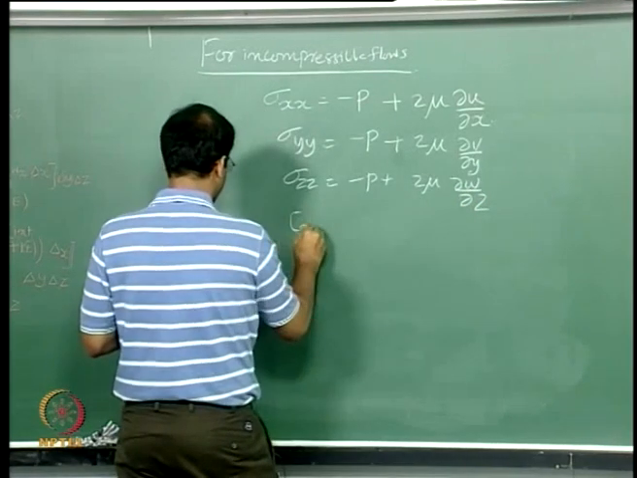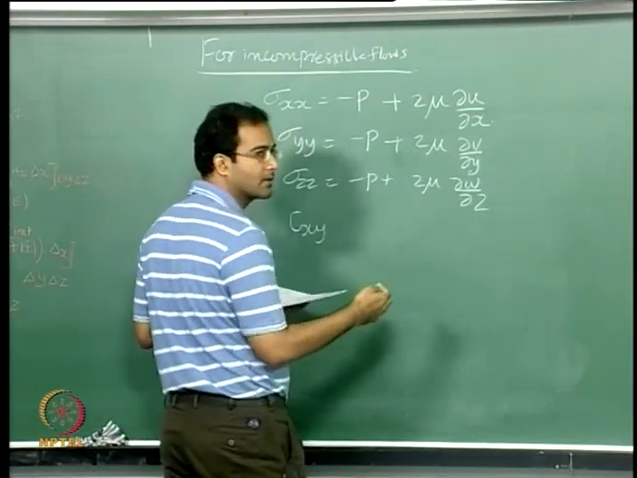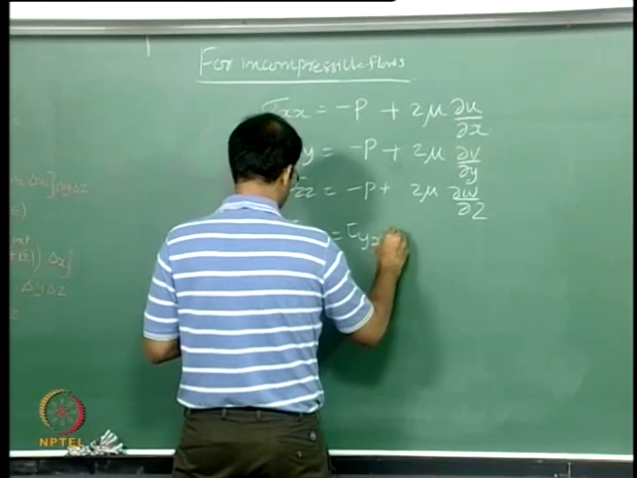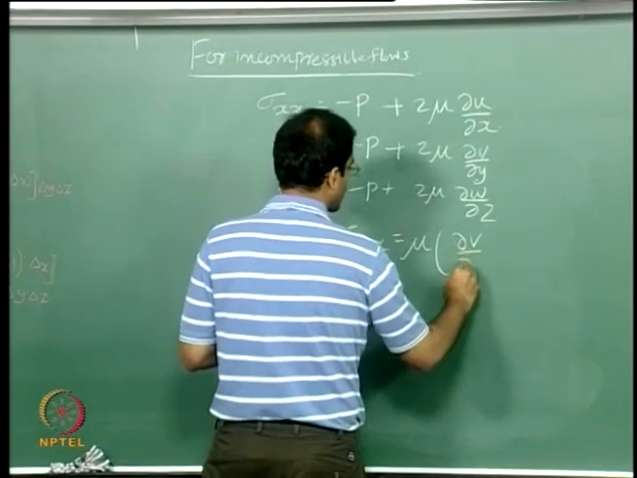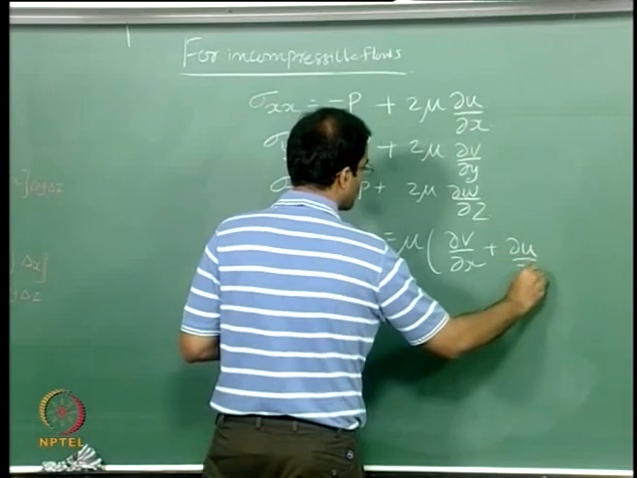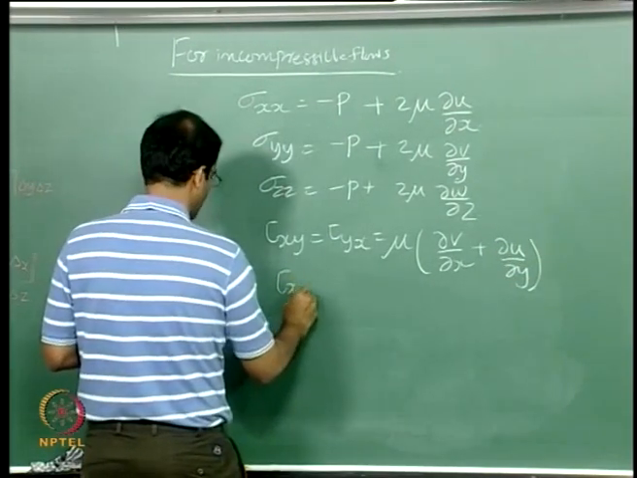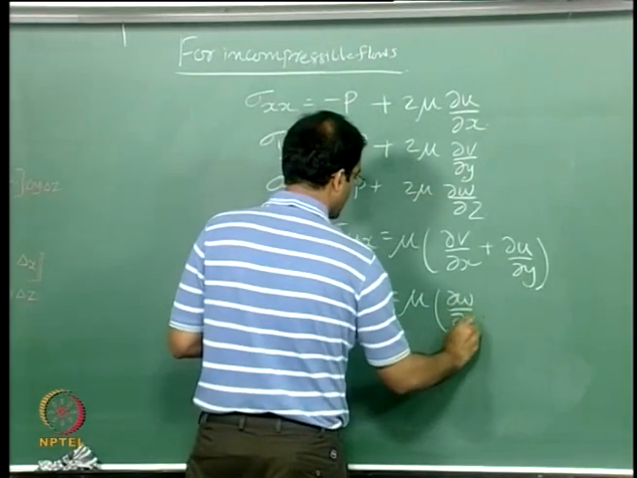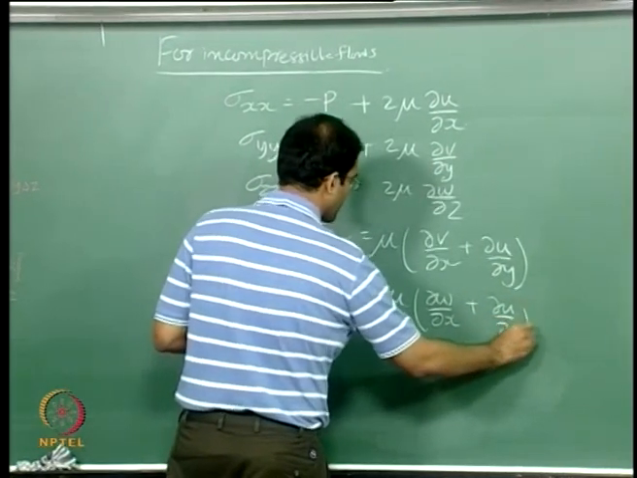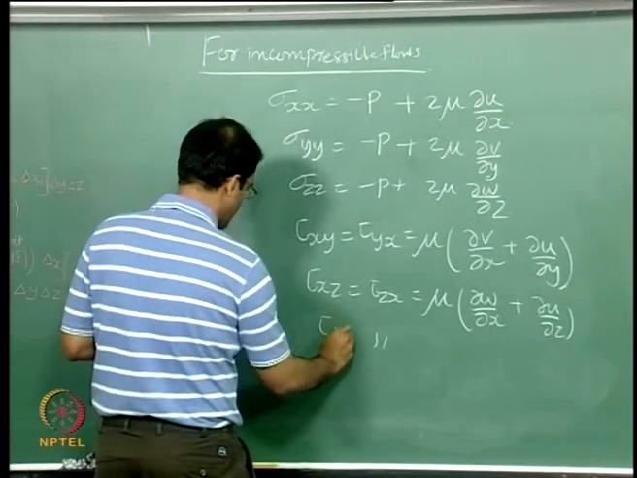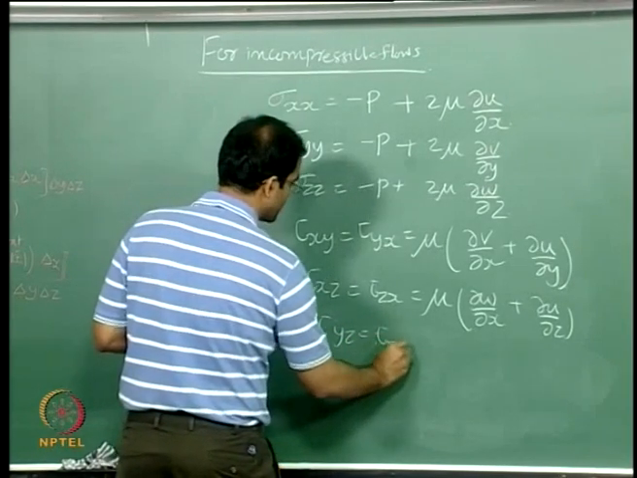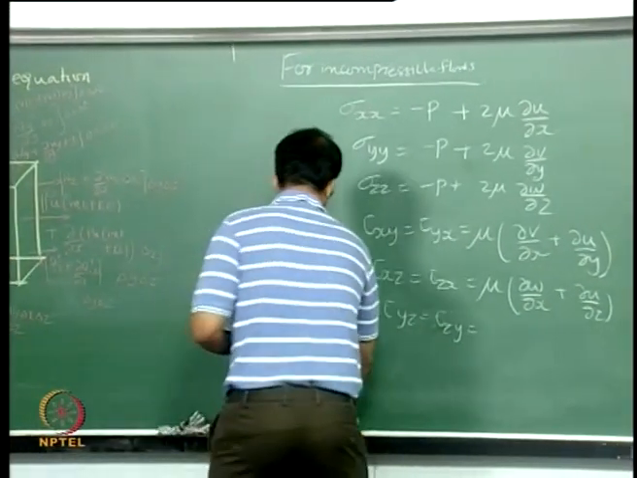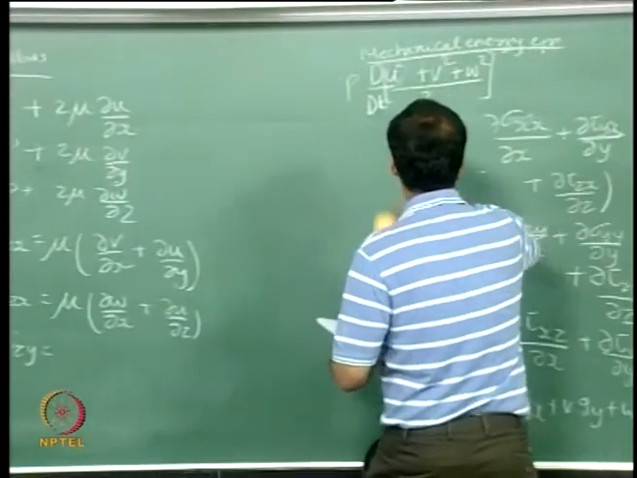Now my tau xy and tau yx are going to be the same for compressible or incompressible fluid. So that is nu into dv by dx plus du by dy. You can also do that for tau yz equal to tau zy; please fill that in. Now you can substitute this into equation 4 and write it down in terms of velocities.